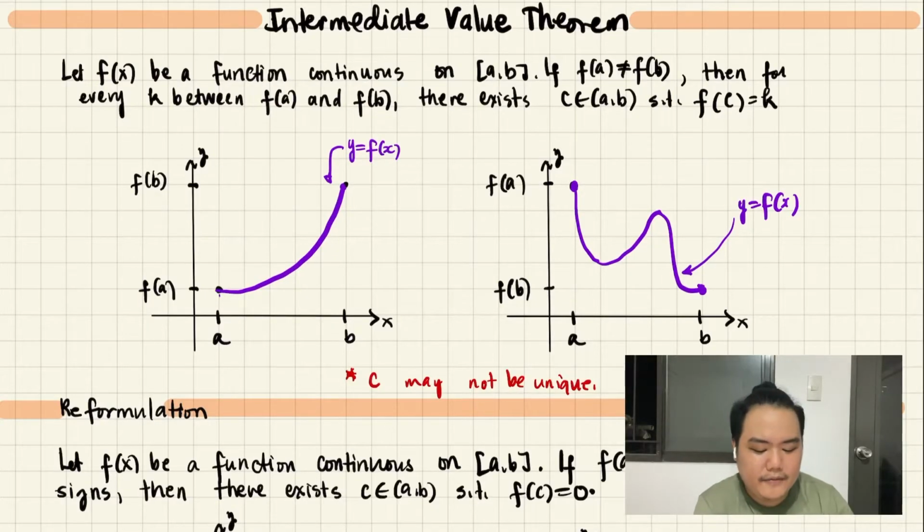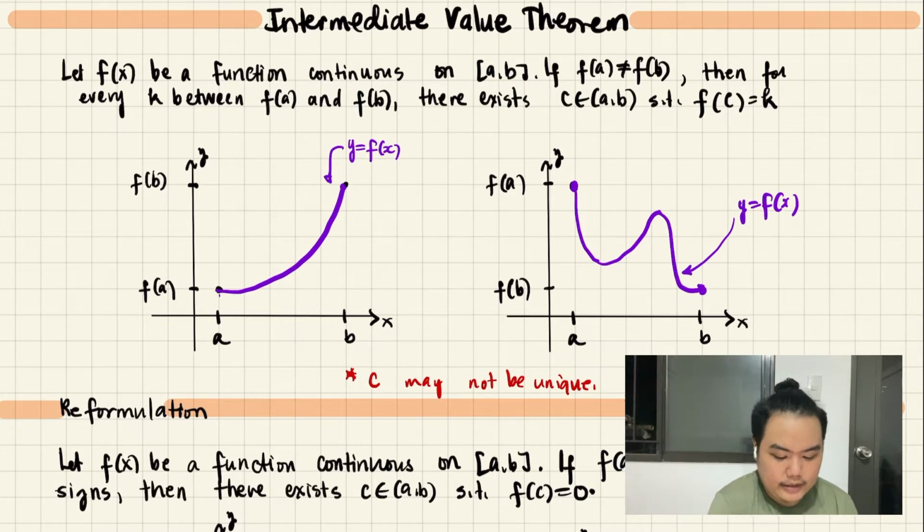The intermediate value theorem states that let's say you have a function that is continuous on the closed interval AB. Tapos, if f of a is not equal to f of b, meaning yung value ng function mo doon sa endpoints ng interval are not equal, then for any k between f of a and f of b, you can get a c in the open interval such that f of c is equal to that k.